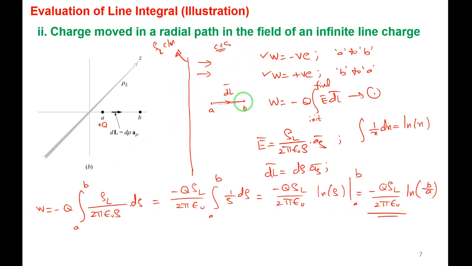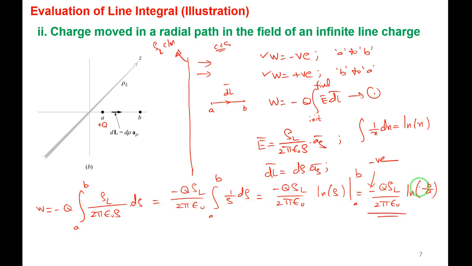We are moving the charge from A to B in the direction of the field, which means the work done is negative. We are getting negative, right? It is correct. If I move from B to A against the field, the limits change from A to B into B to A. That's all. You make it B to A, right?